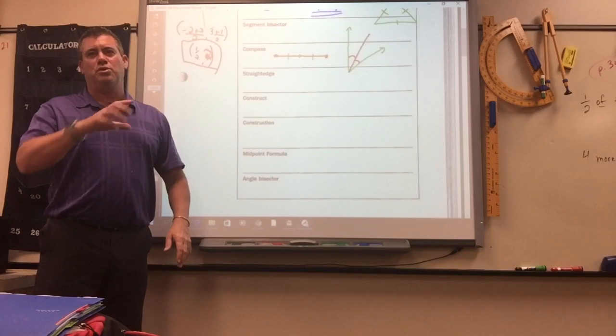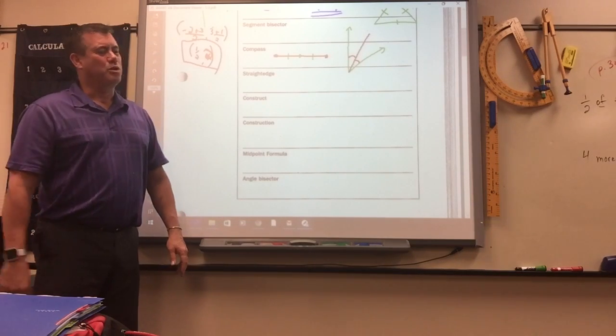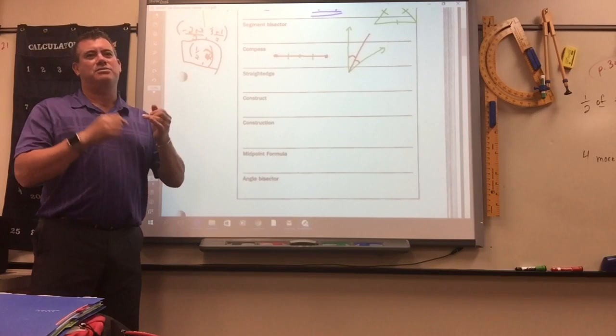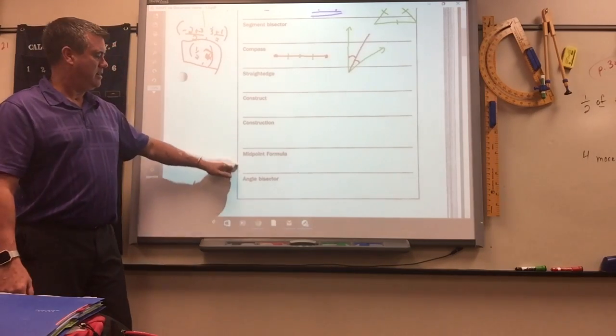Constructions are used with the rulers and the compasses. So what we will be doing is bisecting segments and bisecting angles on Friday.